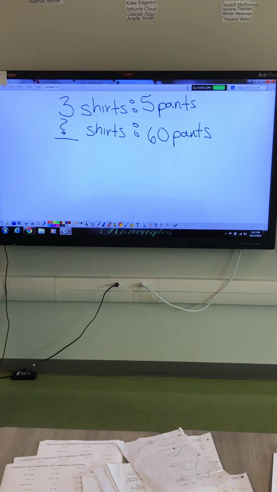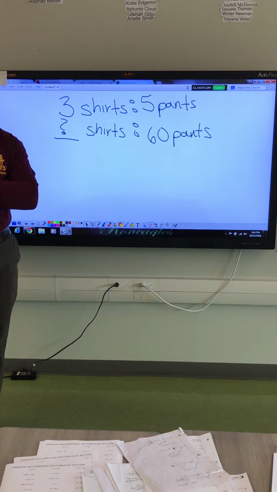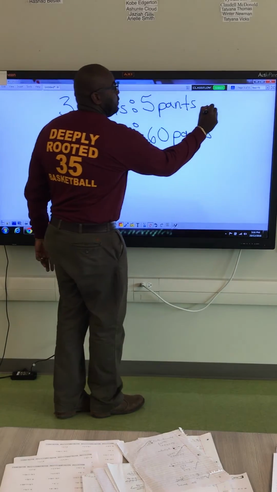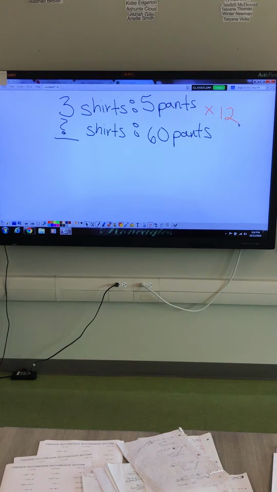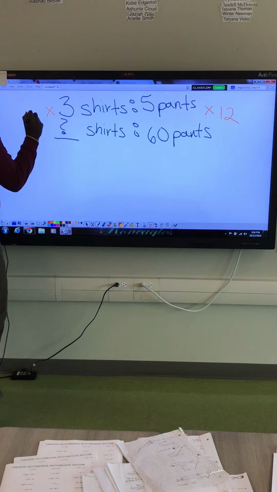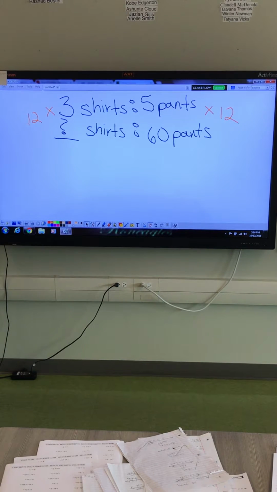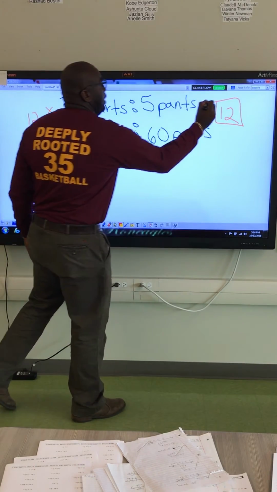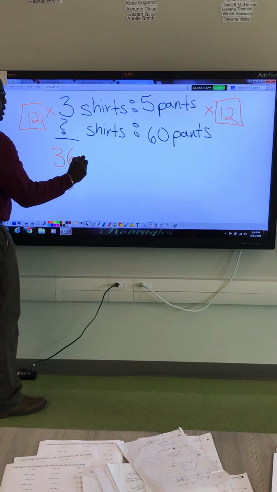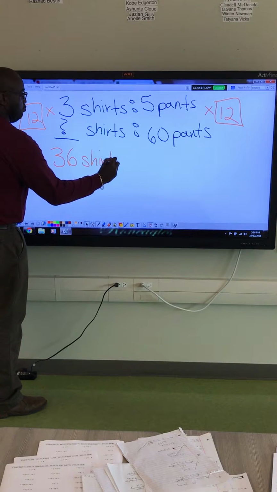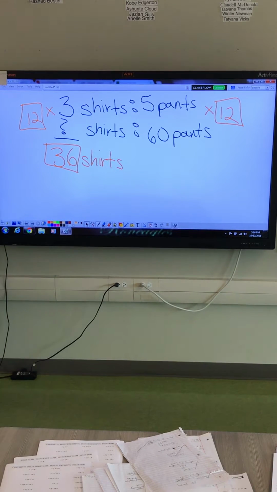Where do we start? I didn't hear you. Good. 5 times 12 is 60. So we gotta do 3 times 12 to figure out how many shirts he has. If I'm doing times 12 on this side, I have to do times 12 on this side. So if he has 60 pants, then he must have 36 shirts. Good job.